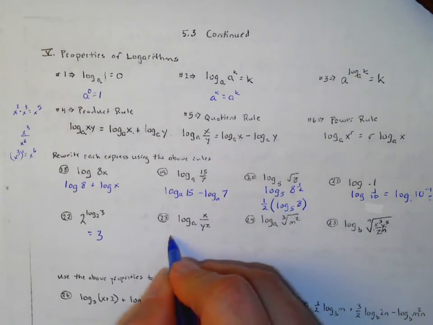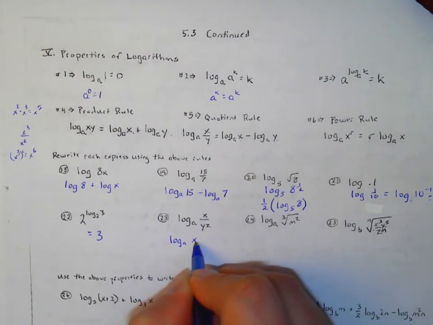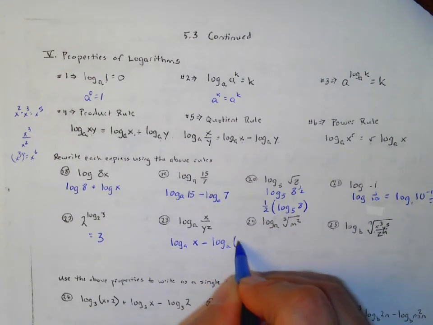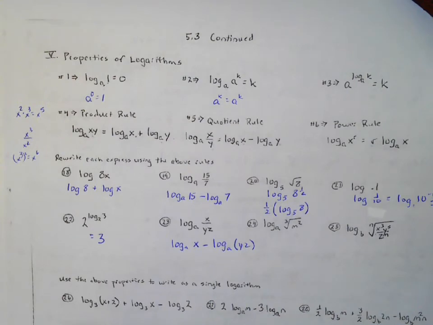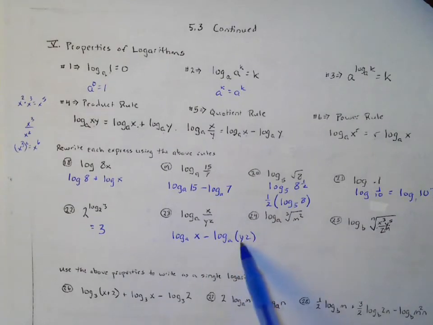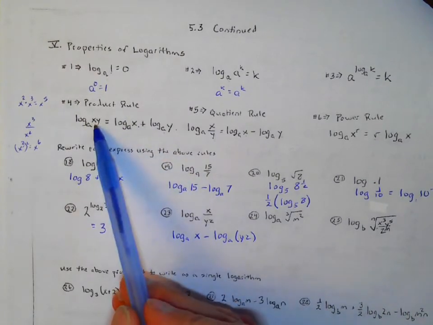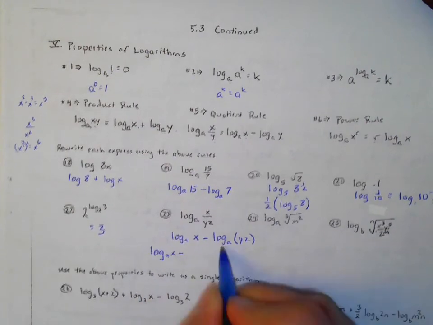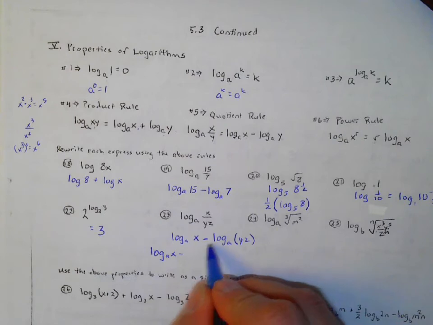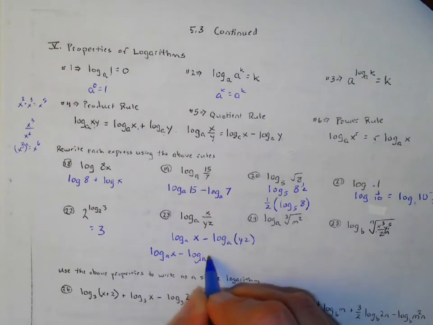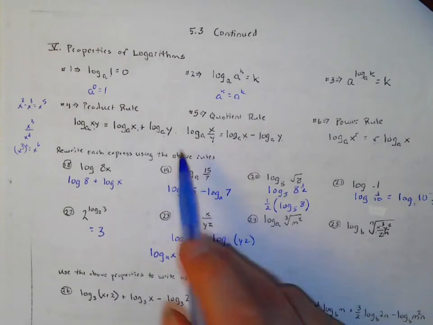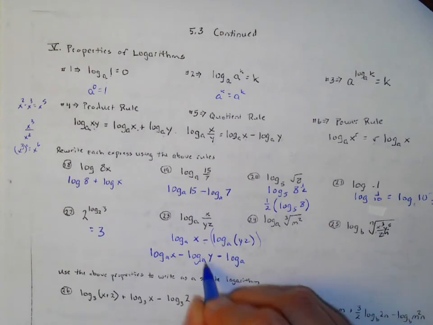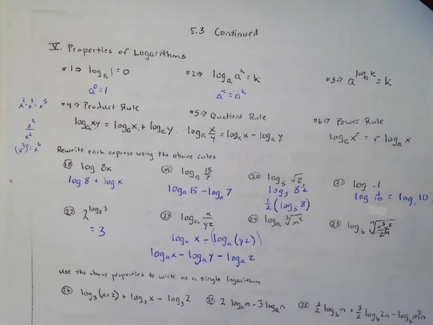Okay, the next one there, if I'm dividing, I can use the quotient rule. So this is log base A of x minus log base A of yz. That's the quotient rule. And then when you're multiplying here, we can use the product rule, so you can separate it into addition. So this would be log base A of x, and remember it's subtracting both of these, so minus log base A of y. It is a plus, but since I'm distributing this negative through to both of them, it's going to be minus log base A of z.